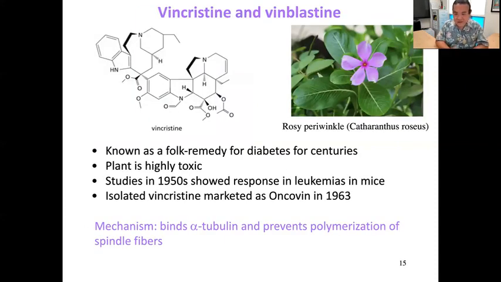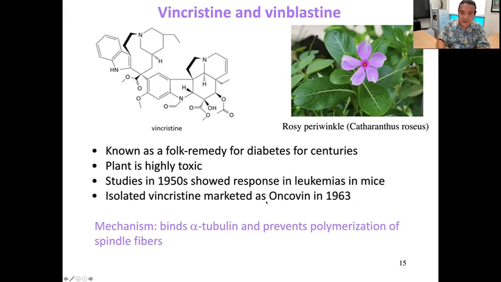Okay, so vincristine and vinblastine are two other examples. So vincristine has been known for many, many generations as a folk remedy for diabetes, right? The plant is highly toxic, but one of the toxic components is this vincristine. And it's toxic because it disrupts microtubule formation or microtubule management in the cells. So in the 60s, this component, the vincristine, was isolated, and it's been marketed as Oncovin.